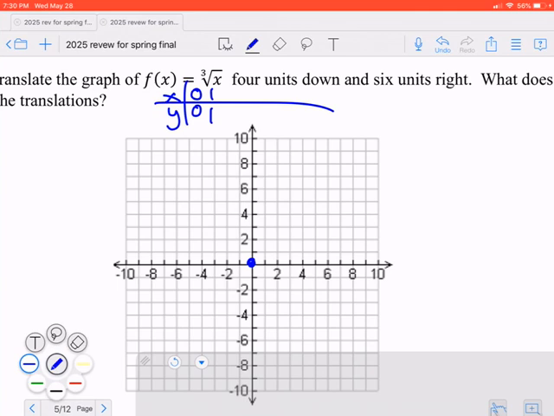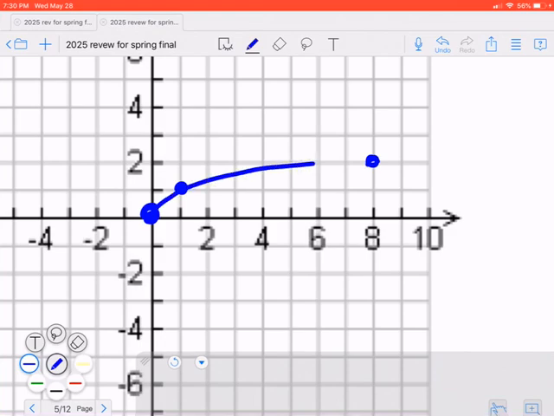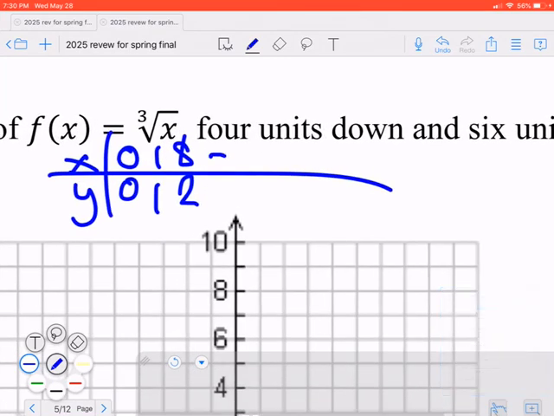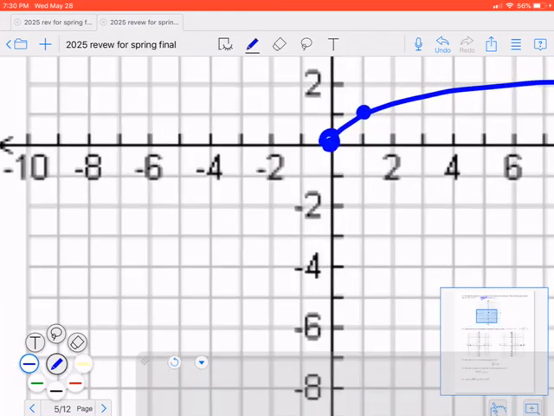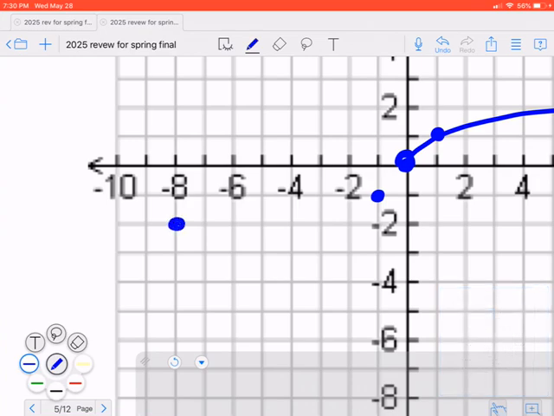Plug in 3, cube root of 3, cube root of 4, cube root of 5. It's not until I get to 8 that I come out with a whole number, a non-decimal. The cube root of 8 is 2. So over 1, up 1, over 8, up 2. And then the other side does the same thing, but negative. -1, -1, -8, -2. Left 1, down 1, left 8, down 2.